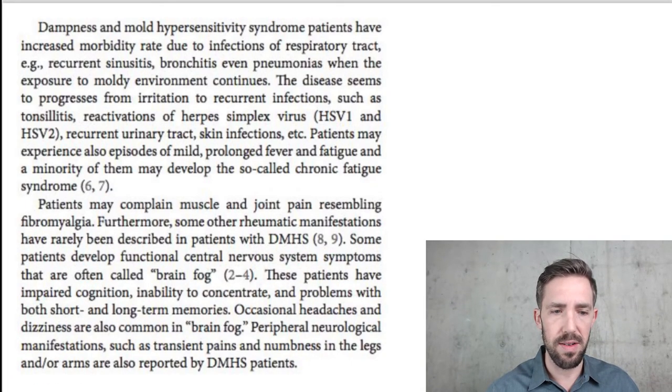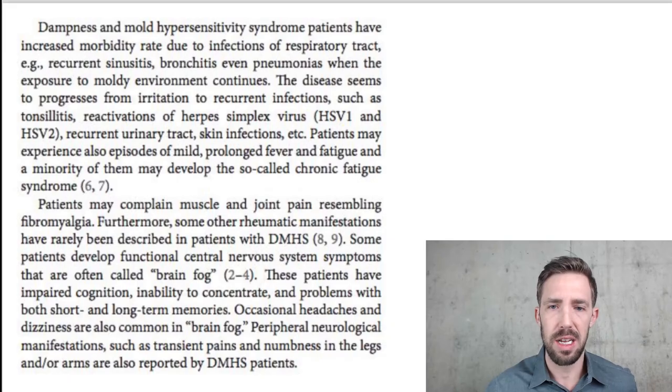This is, I think, a different paper. Dampness and mold hypersensitivity syndrome patients have increased morbidity rate due to respiratory tract infections. So you get recurrent sinus infections, you get recurrent upper respiratory infections, and you have to look to mold for a cause.